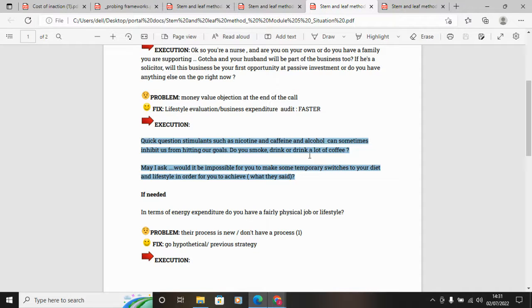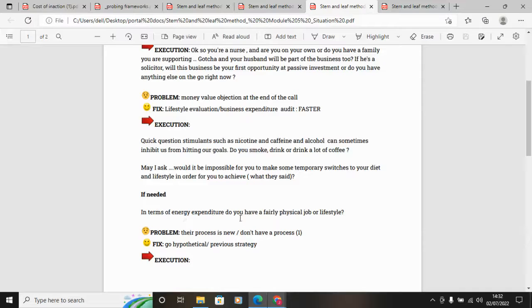You smoke, drink, or drink a lot of coffee. Okay, so what have I done there? I've just cherry picked the things that cost most money and put it in a cheeky little question. And I may ask, would it be impossible for you to maybe temporarily switch your diet and lifestyle in order to achieve what they said they wanted? So they're kind of saying yes, they would.